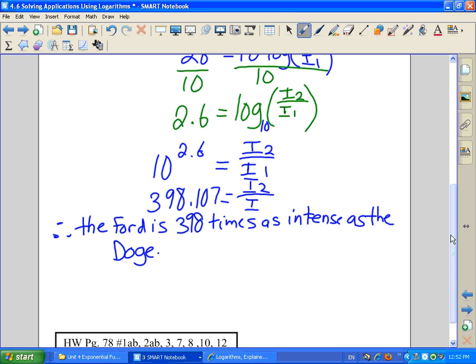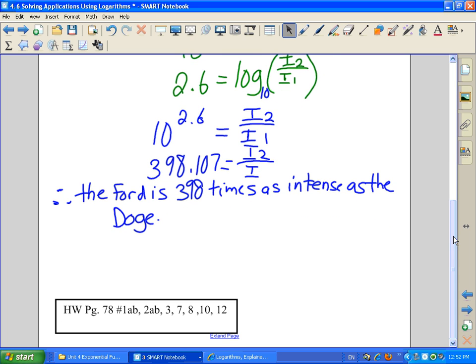Okay. All right, ladies and gentlemen, here's your homework: page 78, 1AB, 2AB, 3, 7, 8, 10, and 12.